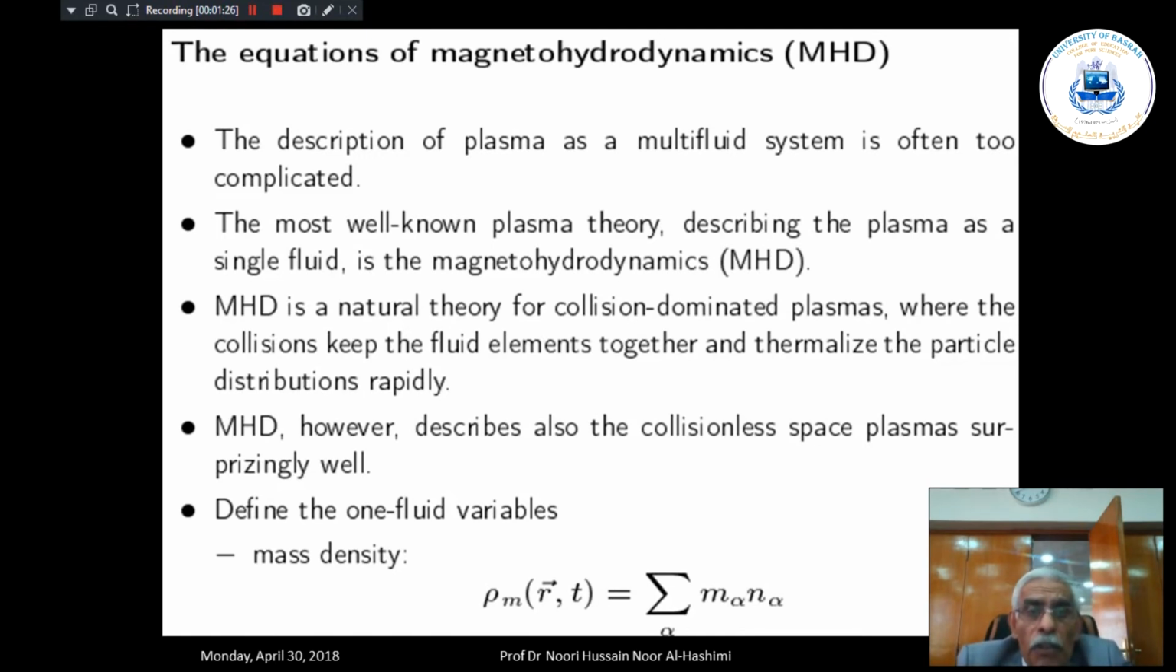The description of a plasma as a multi-fluid system is often too complicated. The most well-known plasma theory describing the plasma as a single fluid is magnetohydrodynamics.